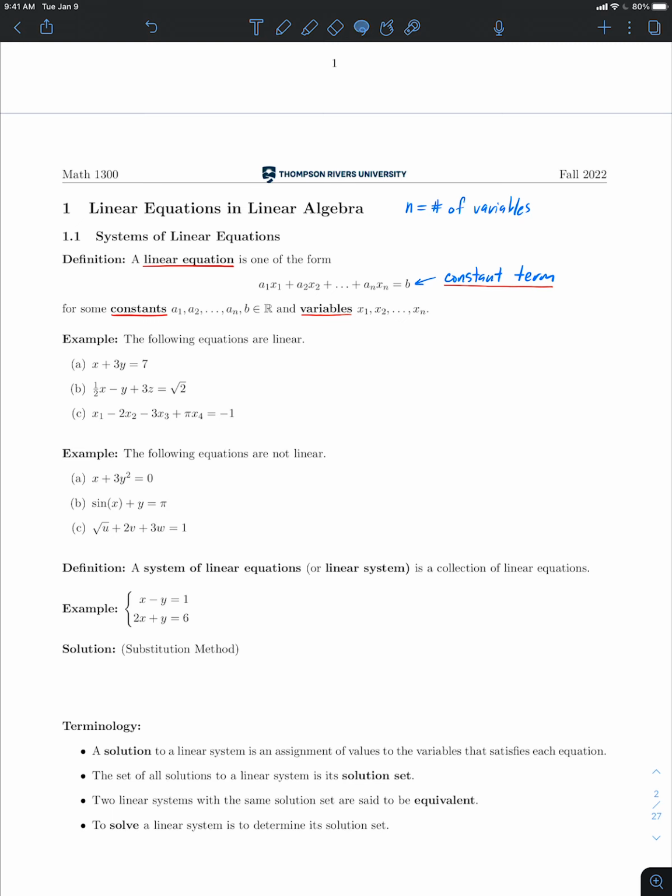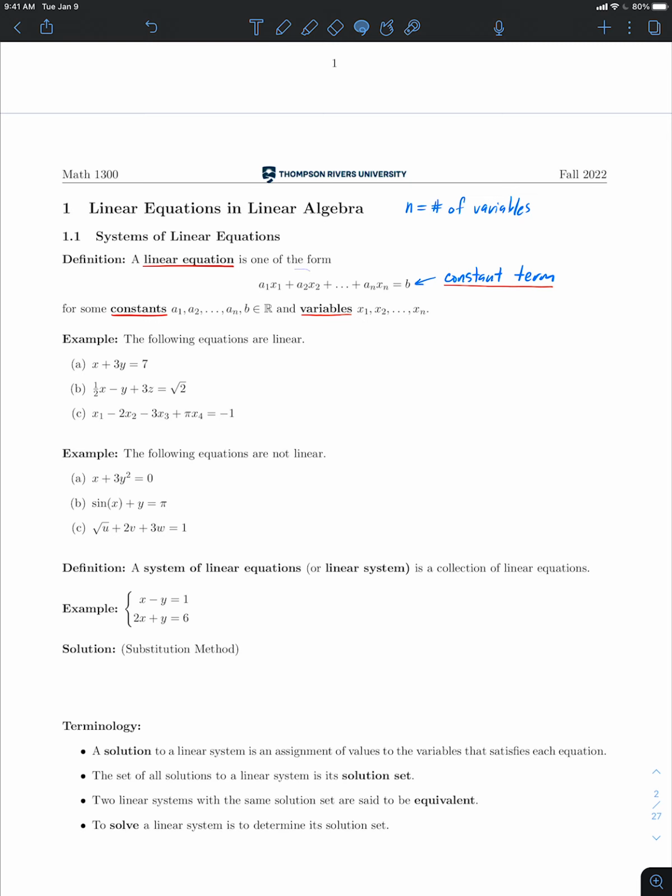So the first example, we've got x plus 3y is equal to 7. So what are the variables here? The variables are the unknown x and the unknown y. And since there's only two variables, we don't have to use x for every single variable and index them 1 through 2, right? Because if it's only two variables, it's easier just to use a different letter for each variable. So we use x for one of the variables, and we use y for the other variable.